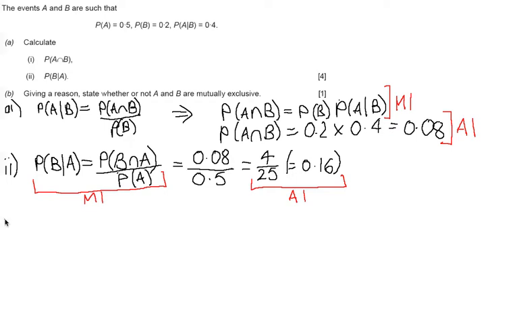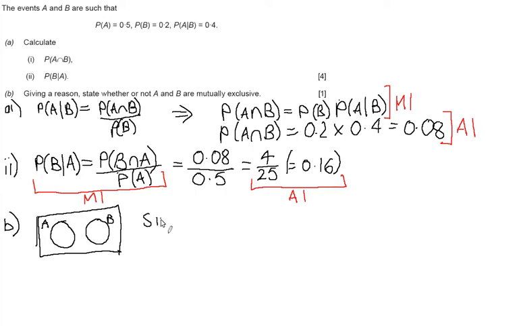Okay, so part B. Giving a reason, state whether or not A and B are mutually exclusive. If you remember, mutually exclusive events are events which cannot occur at the same time. Either one can happen or the other can happen, and they're represented in a Venn diagram as two completely non-intersecting circles. In other words, this means the probability of A intersect B is equal to 0.